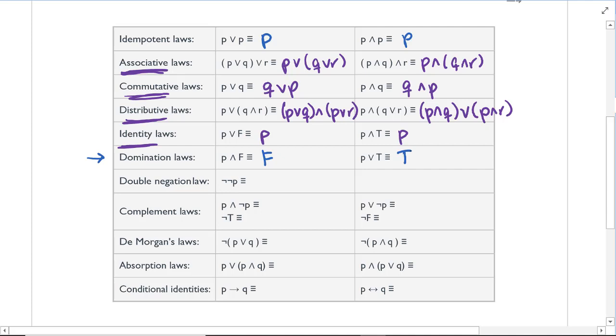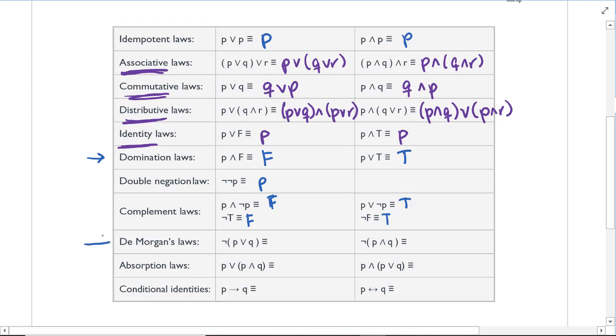Saying not not P, well, what do you think that's going to be? Yep, that's going to be P. The complement laws: P and not P, we talked about that earlier. That's definitely going to be false. It's impossible for that to be true because you're going to have true and false. Of course, not true would be false. And P or not P is always going to be true because one of those is necessarily true. And then not false also complements to true.